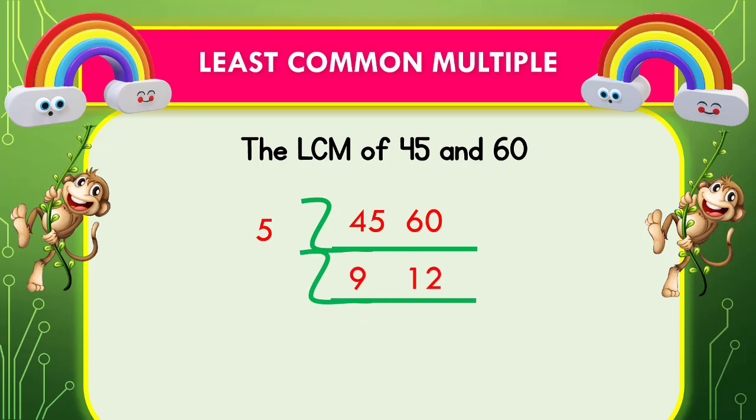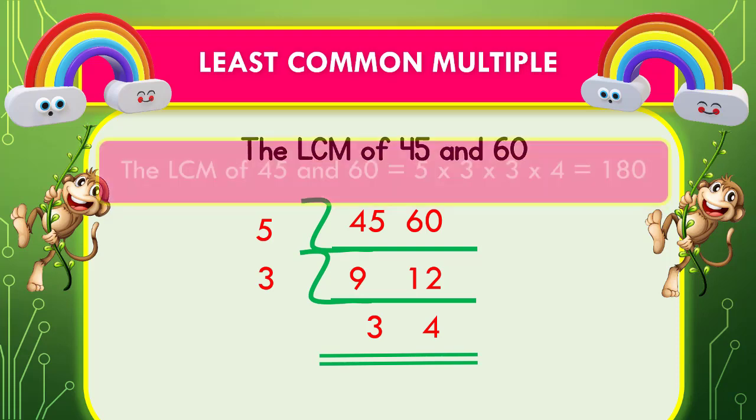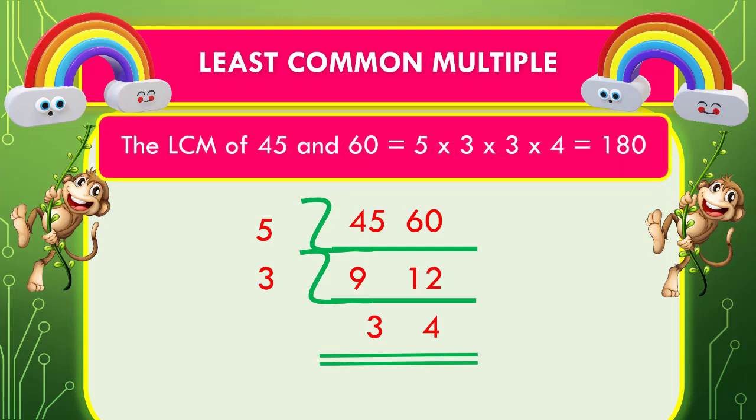Now we have 9 and 12. So, what number can divide 9 and 12? It's 3, right? So, 9 divided by 3 is 3, and 12 divided by 3 is 4. So, the least common multiple of 45 and 60 is 5 times 3 times 3 times 4. And it is 180.